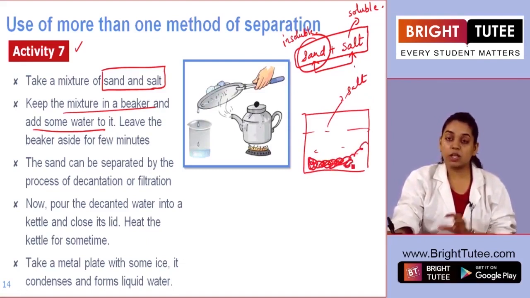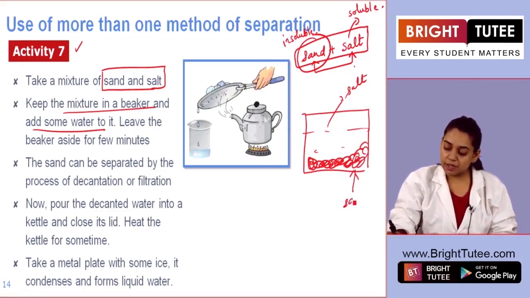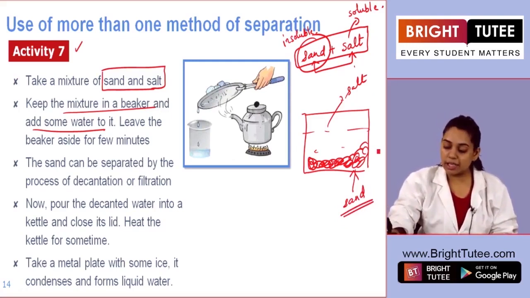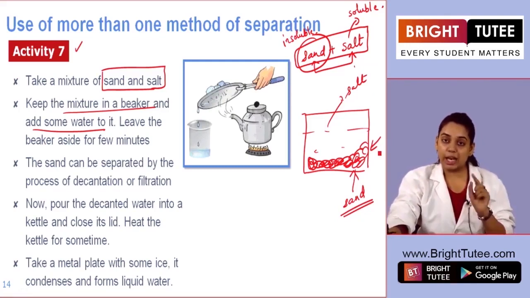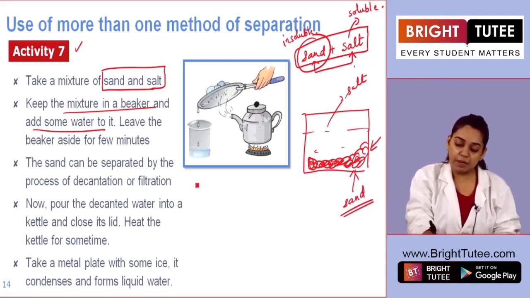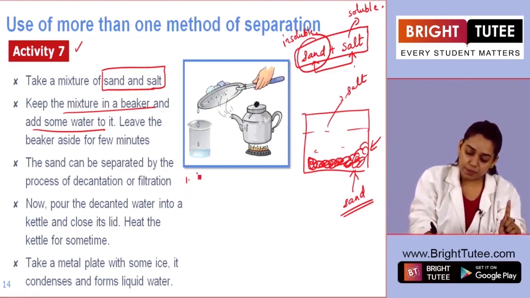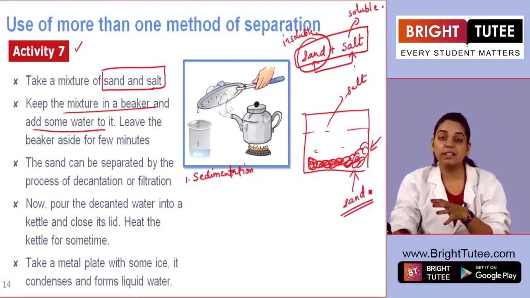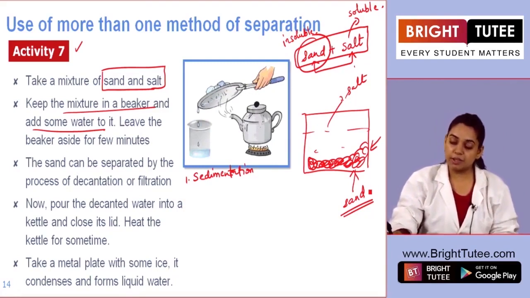If we leave this mixture undisturbed for some time, we will observe that sand will be settled at the bottom. Why? Because sand is not soluble in water, so sand is collected at the bottom surface of the container, and we call this process sedimentation. So students, what is the first process that we have used here? Sedimentation. Why? Because the sand has settled down to the surface of the beaker.